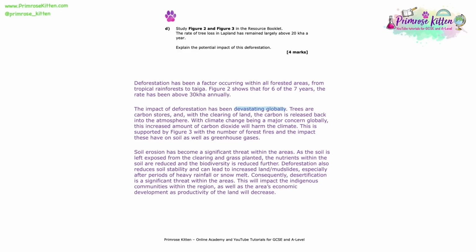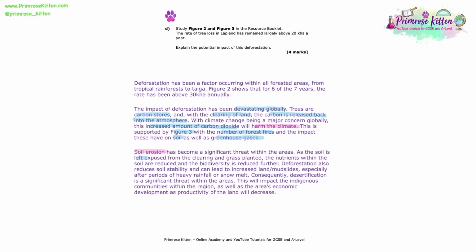Trees are carbon stores, and with the clearing of land, the carbon is released back into the atmosphere. With climate change being a major concern globally, this increased amount of carbon dioxide will harm the climate. This is supported by Figure 3, with the number of forest fires and the impact these have on soil as well as greenhouse gases. Soil erosion has become a significant threat within the areas.